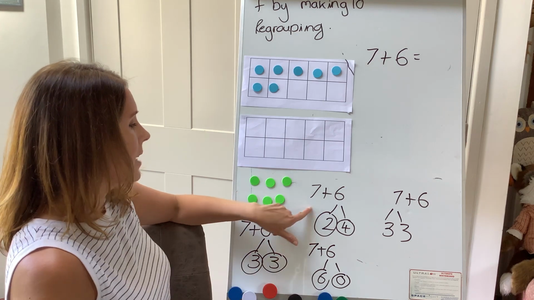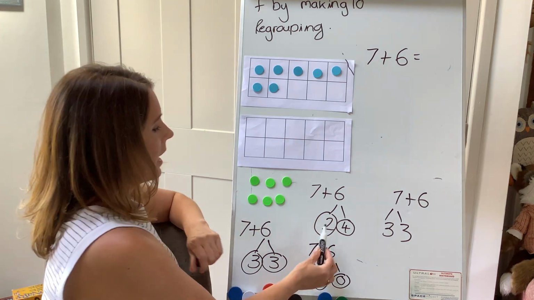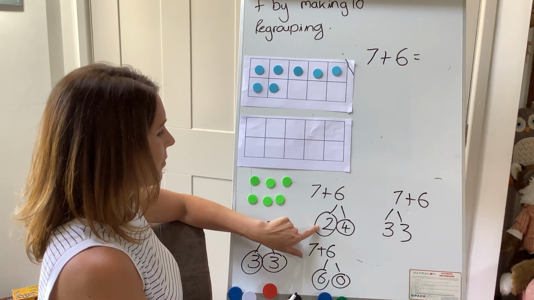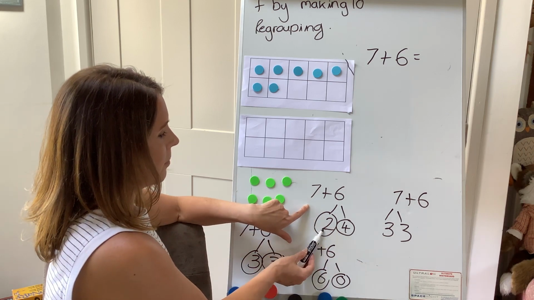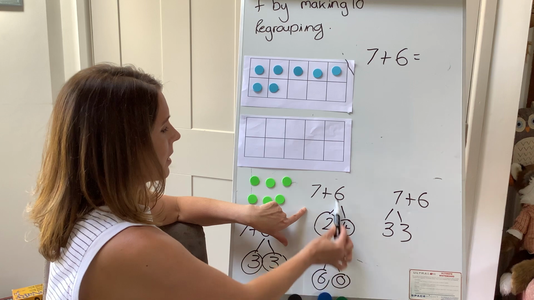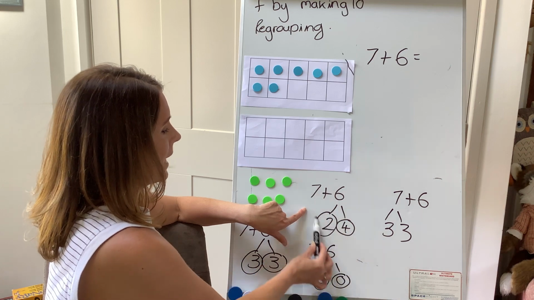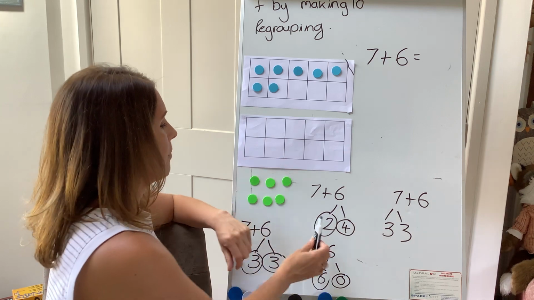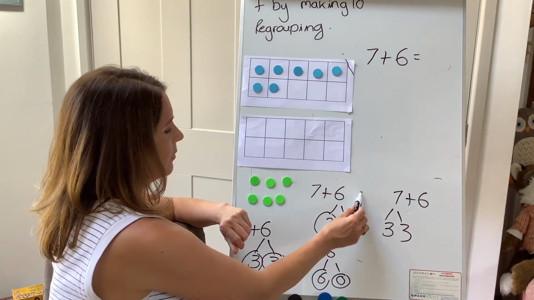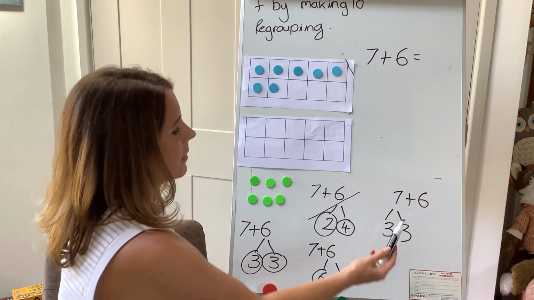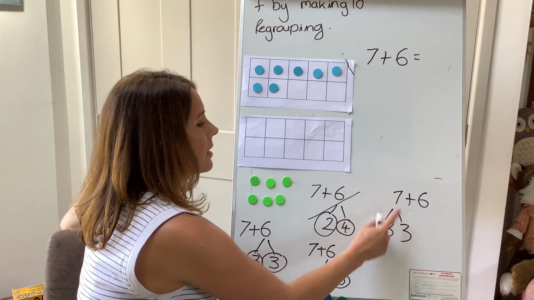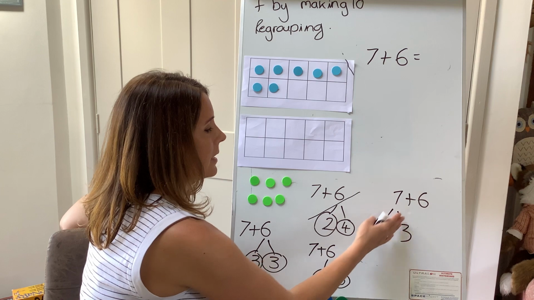Okay, so 7 and 6. So here, 6 has been partitioned into 2 and 4. This isn't really useful for us here because 7 and 2 makes 9. We want to be able to combine, to regroup this number here to make 10, for us to be able to get to the nearest 10. So that isn't helpful. This one, the 7 has been partitioned into 3 and 3. So that just isn't helpful because we're adding the 6 on.